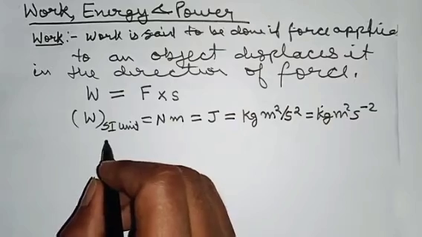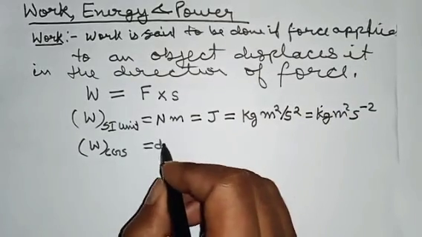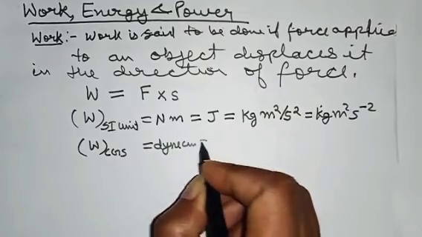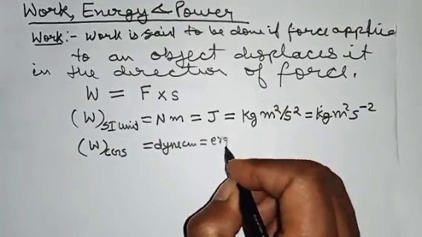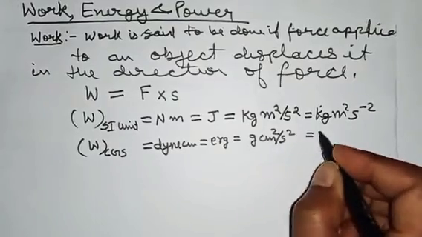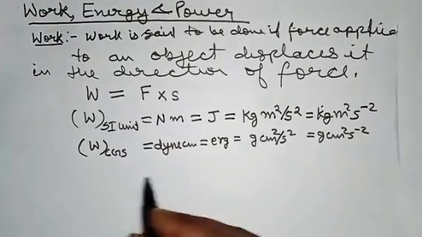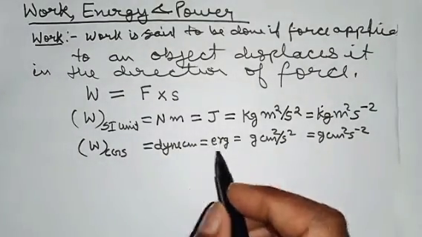There are CGS units also. Dyne centimeter, which is called erg, and which is gram centimeter square per second square. And there is a relation between 1 joule and erg.